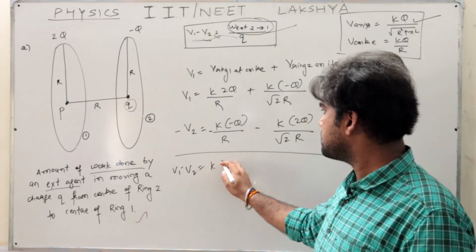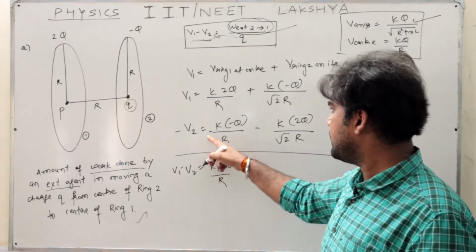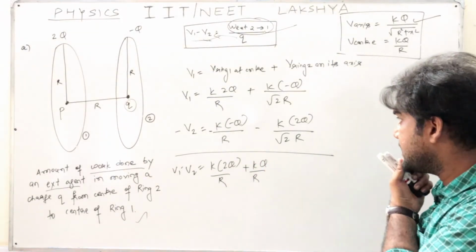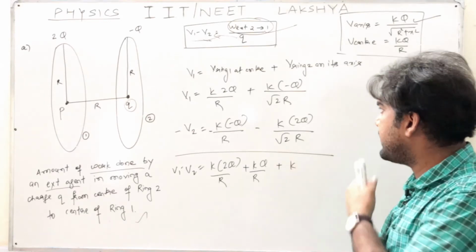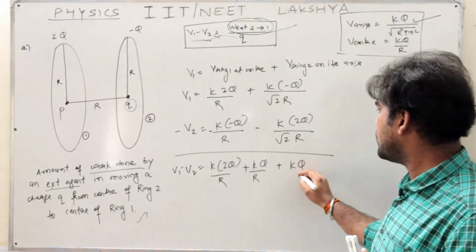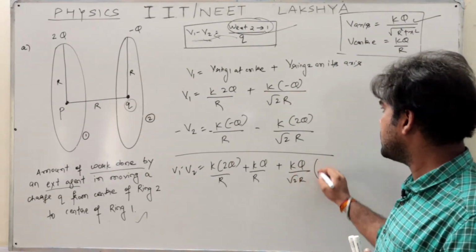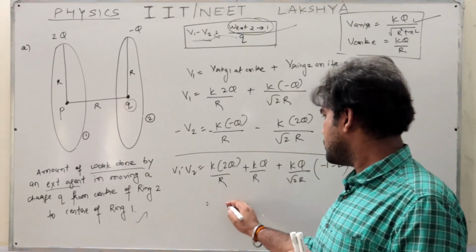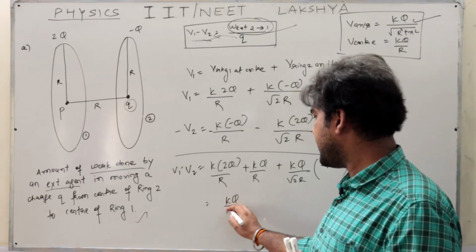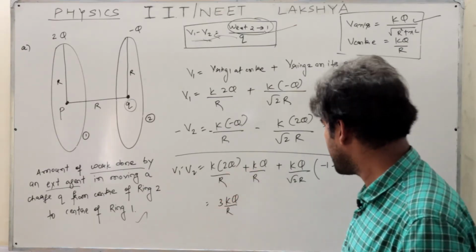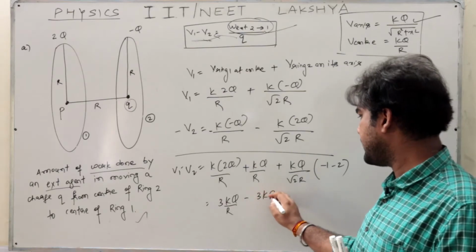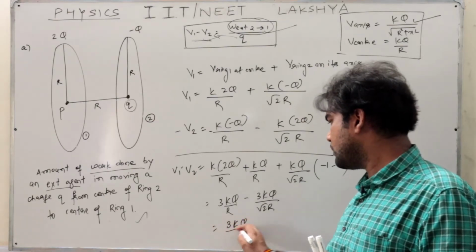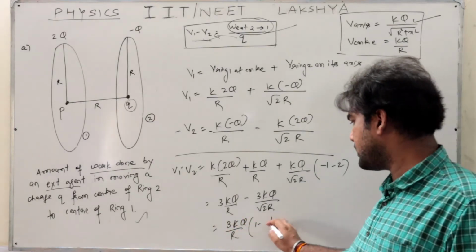So that becomes K 2Q by R minus minus plus K Q by R, plus K I am taking common and Q also I am taking common by root 2R, I mean minus 1 and minus 2. So your K Q by R is common. 2 plus 1 is how much? 3, minus 3 KQ by root 2R. Here also again what you can take common is 3 KQ by R, and the bracket will be 1 minus 1 by root 2.